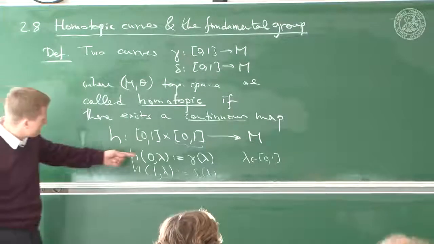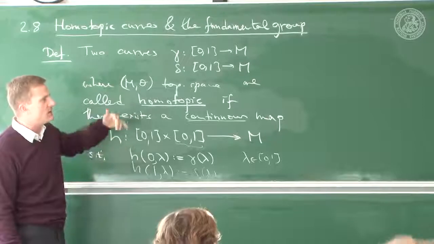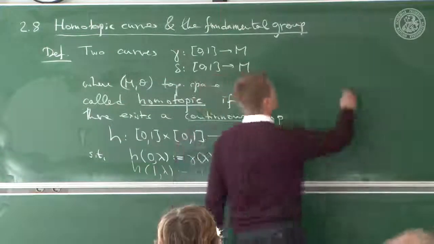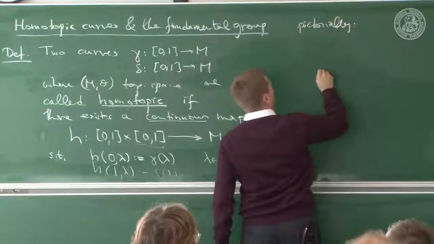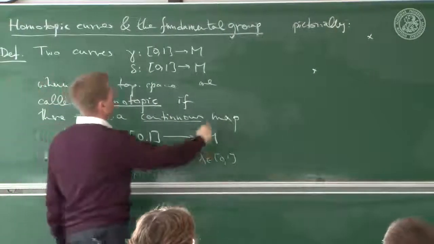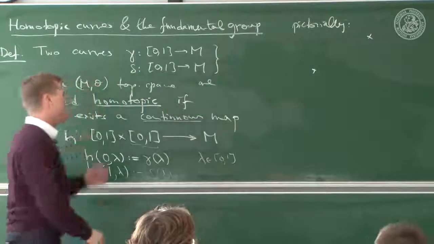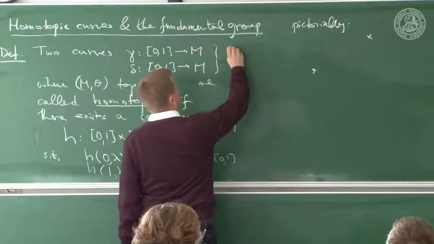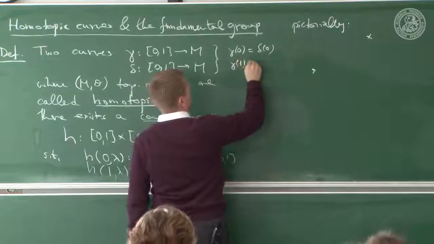Okay? And obviously for all the intermediate values, those must be curves. Well, where do they lie? Because of the continuity, intuitively, they lie in between. So pictorially, sorry, I should have taken two curves with the same starting and end point, where gamma of 0 is delta of 0 and gamma of 1 is delta of 1.